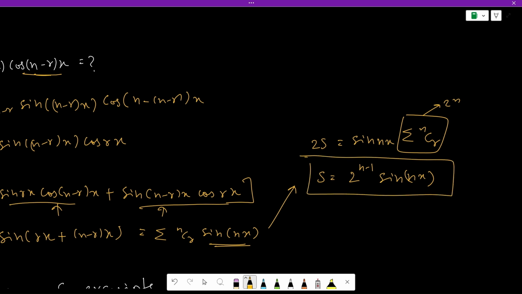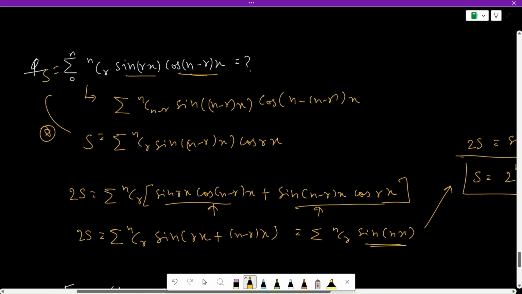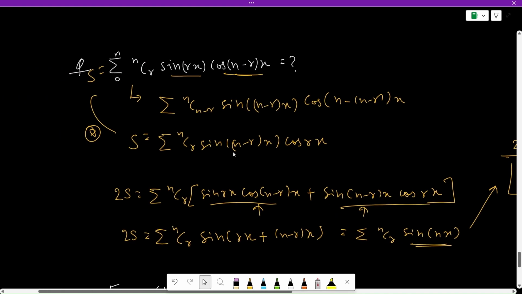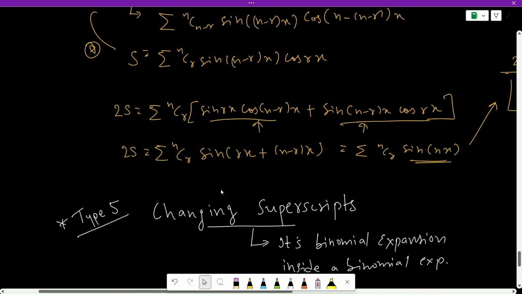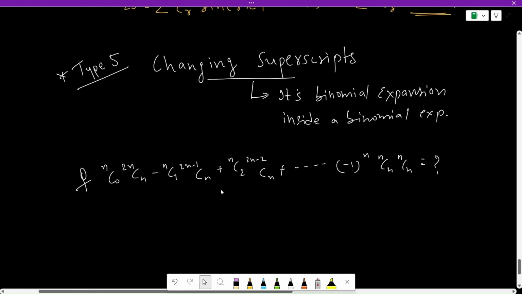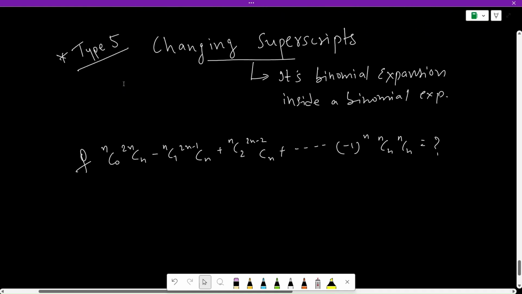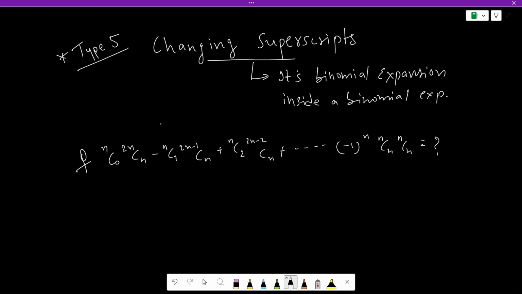So as you can see, this was also a pretty simple question. Now let's move to our final type. So this is type 5, where we are having changing superscripts. As you can see here, initially this is 2n, then 2n minus 1, 2n minus 2, and so on till n. So here the superscripts are also changing.